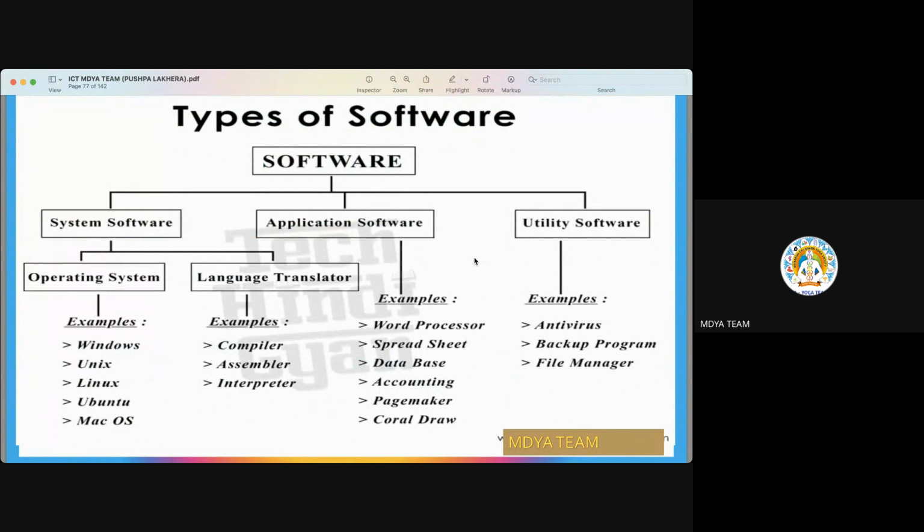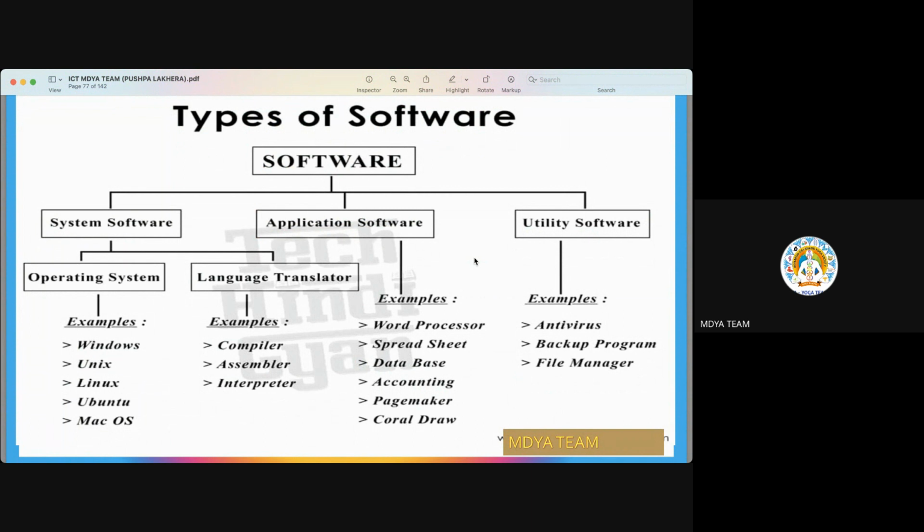Up till now, we have covered all the number systems and hardware devices. The second part of a computer system is software. Software means instructions, coding, programs. There are different types of software depending upon the requirement and function. Broadly, they are of three types: system software, application software, and utility software. They have different work and different functions.